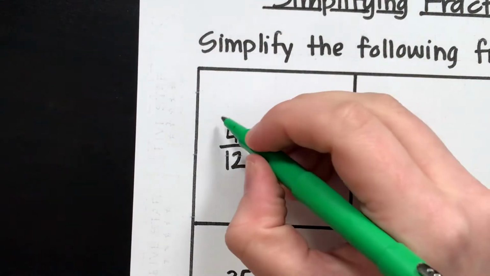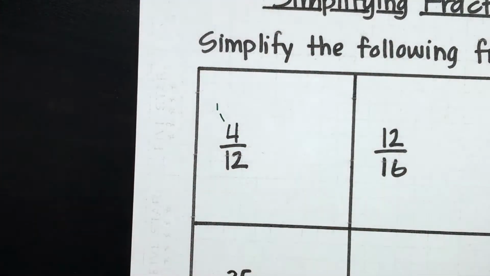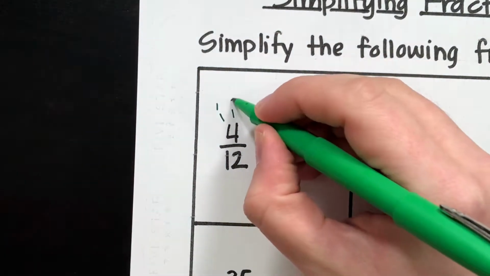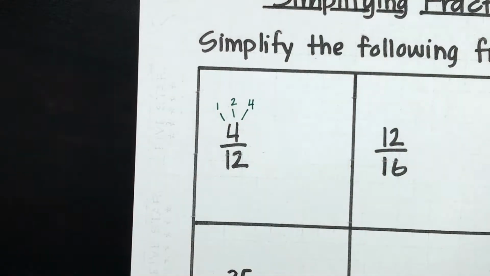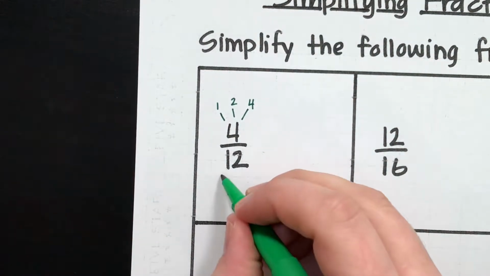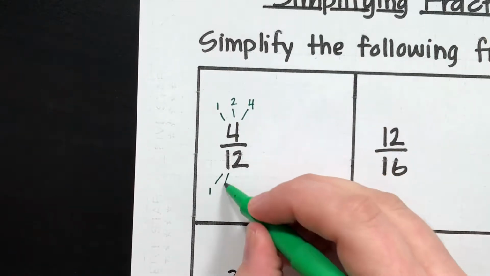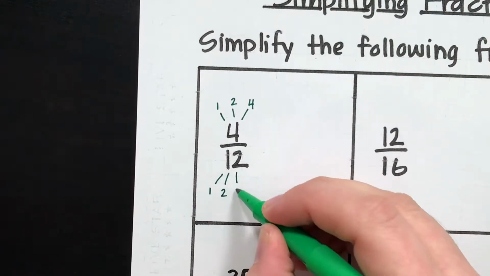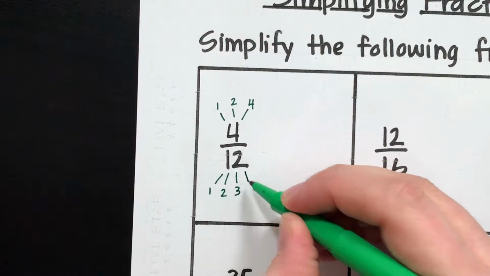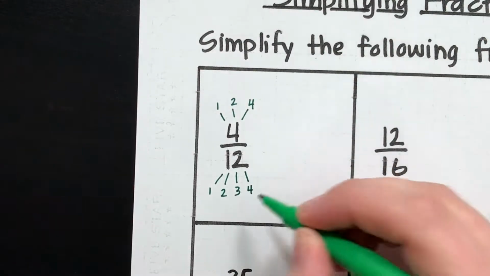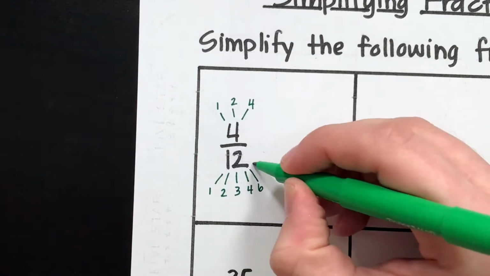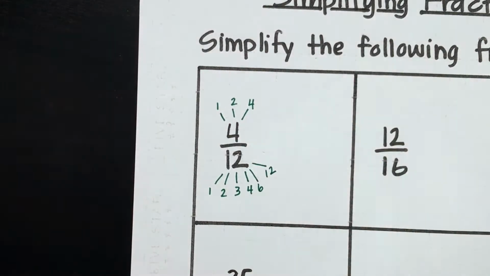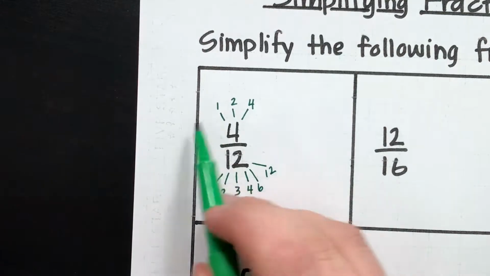We're going to start with our numerator. 1 is always a factor of every number. 2 is a factor, and 4. 1, 2, and 4 are the factors of 4. Then we're going to look down at 12. We'll start with 1. 2 is a factor. 3. 3 times 4 gives me 12, so I know 4 is a factor. 6. And then 12, of course, itself. So these are the factors of 12, these are the factors of 4.